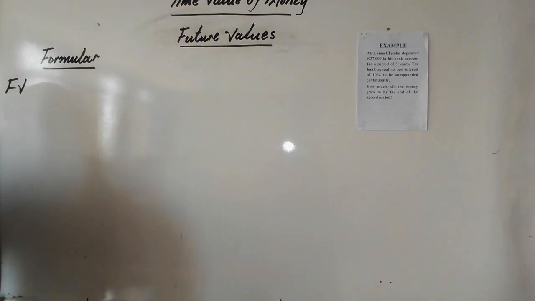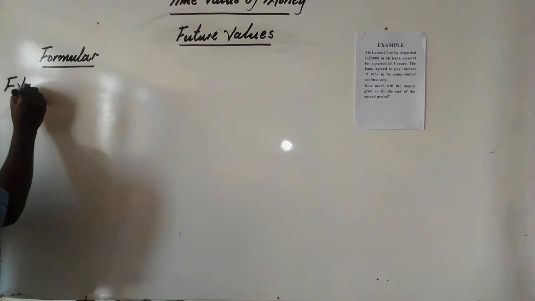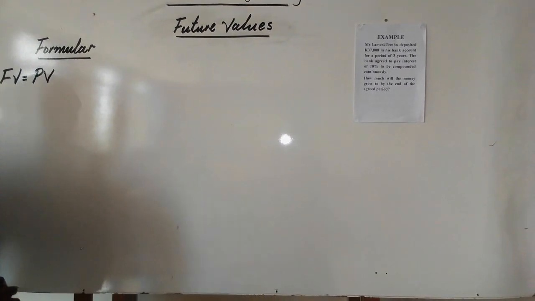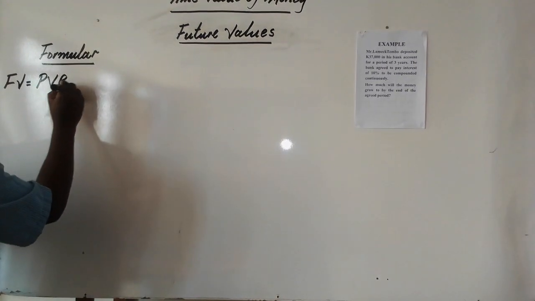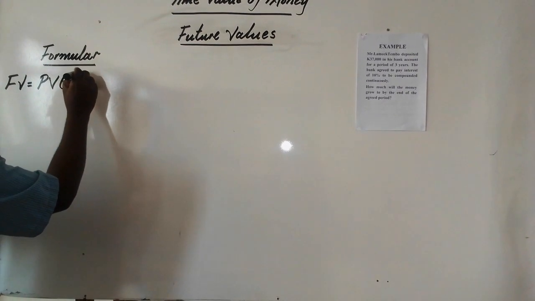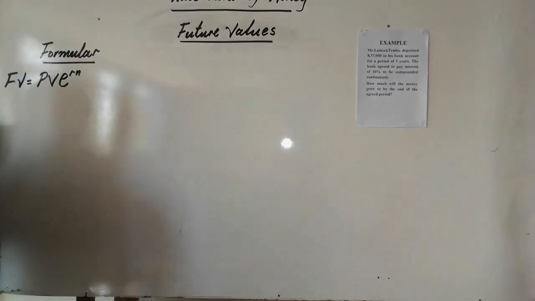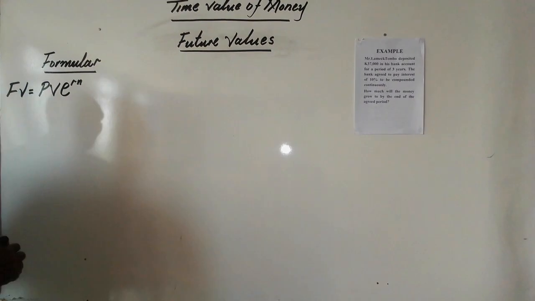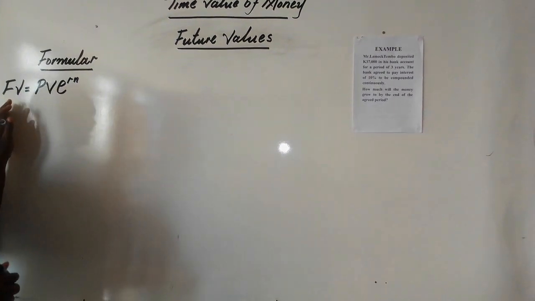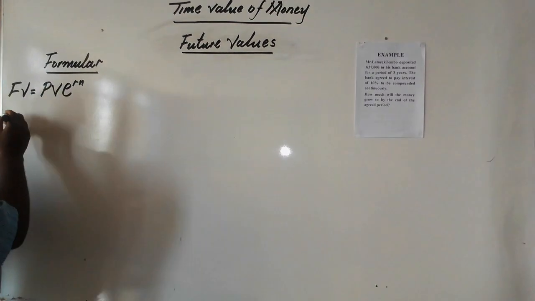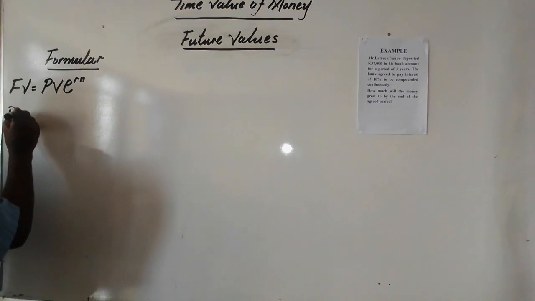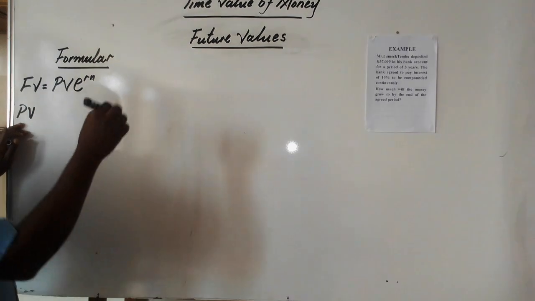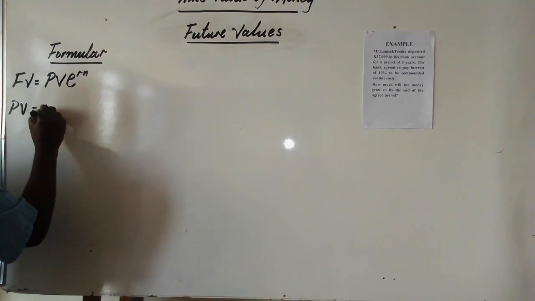FV equals PV e^(rn). So, let me explain these letters first. The FV is for future value. The PV is present value. In the question, the PV is 37,000 kwacha.